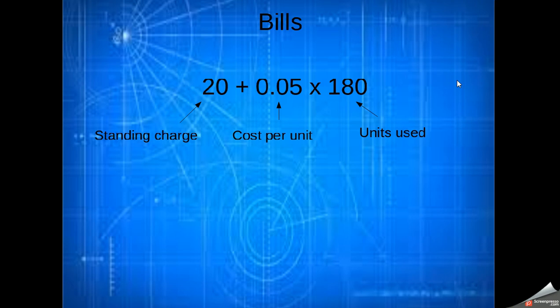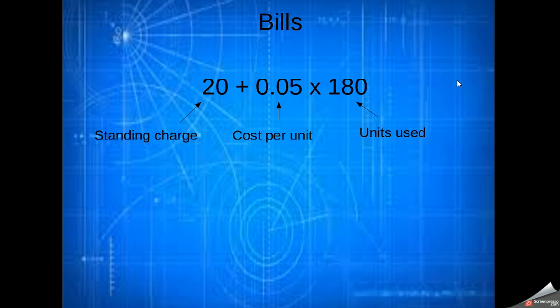Well, we're going to take the standing charge, which is £20, and add it on to the cost per unit times the units used. So in this case, it was 5 pence per unit. I'm going to multiply that by the number of units used. And note I've changed the 5 pence into decimal form, because it's better to use it in this form, because it'll convert the pennies into pounds when you multiply it past 100.